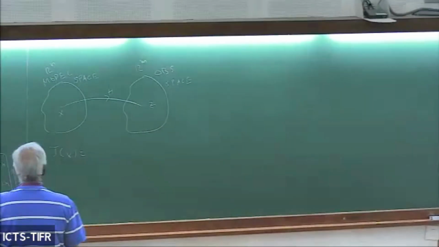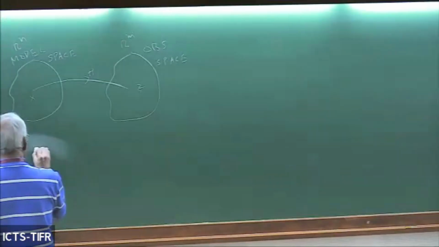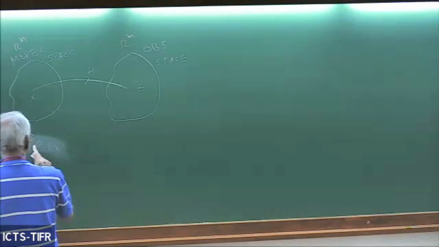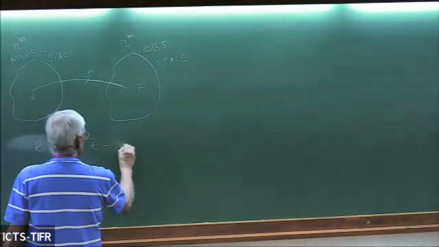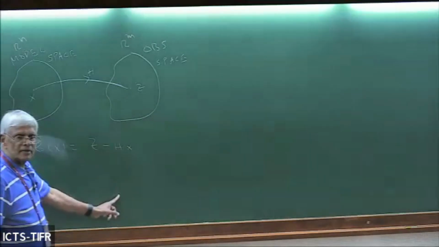So I'm now going to define an error vector. I simply call it error vector E of x. E of x is equal to z minus H of x. That's exactly what I did. This is the M vector. This product is an M vector.